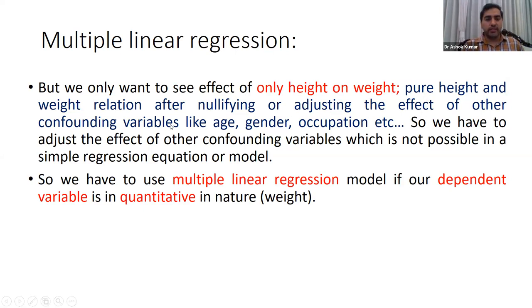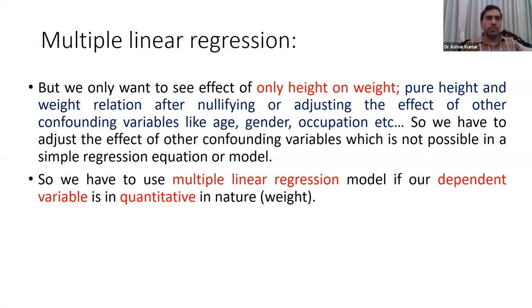Pure height and weight relation after nullifying or adjusting the effect of other confounding variables like age, gender, occupation, nutrition level, and socioeconomic status, etc. So we have to adjust the effect of other confounding variables, which is not possible in a simple linear regression equation or model. So we have to use a multiple linear regression model if our dependent variable is quantitative in nature. For example, weight, HB, quality of life. You can think of anything, for example, systolic BP, if this is your dependent variable.